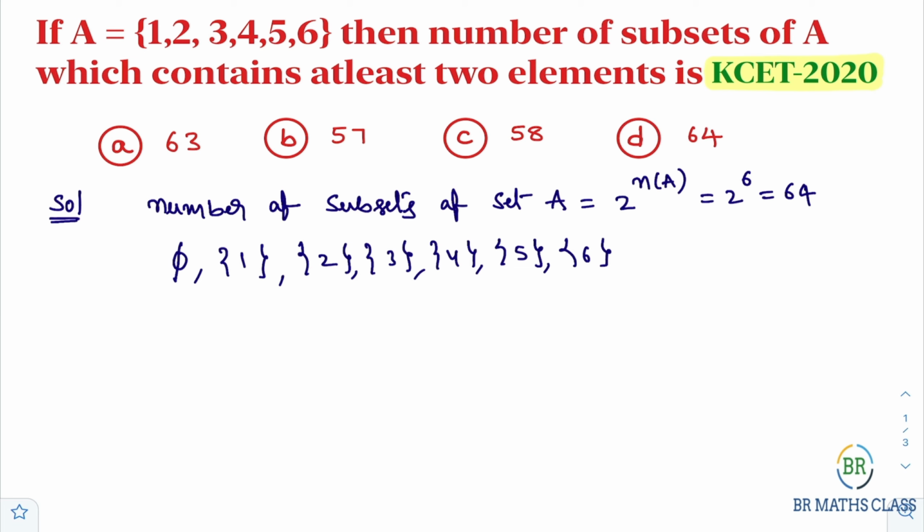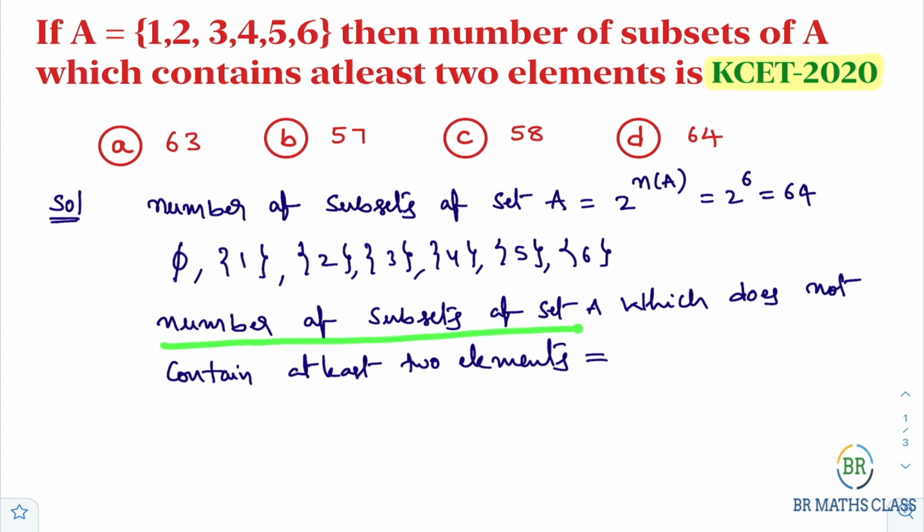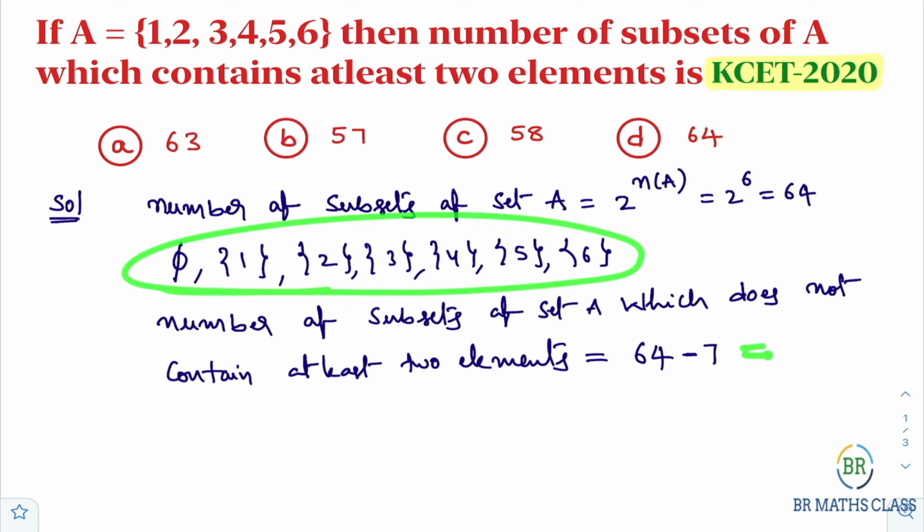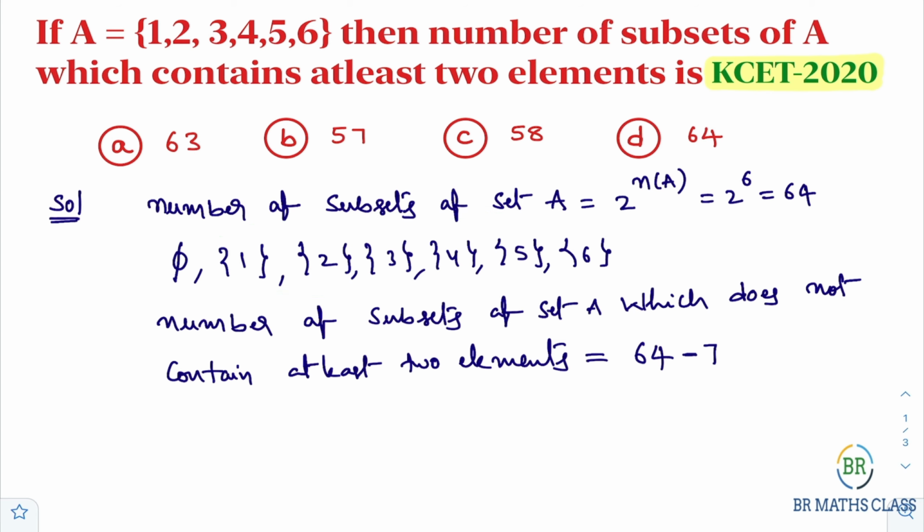So what they are asking in the question, look here at what is written: the number of subsets of set A which contain at least 2 elements. How will you get this? The total number of subsets, what did we get here? You observe, I got the total number of subsets as 64. From this 64, if I remove these 7 subsets, what will I get? I will get the number of subsets which contain at least 2 elements. 64 minus 7 is what? 64 minus 7 is 57. You observe the options. Which option is the right option?